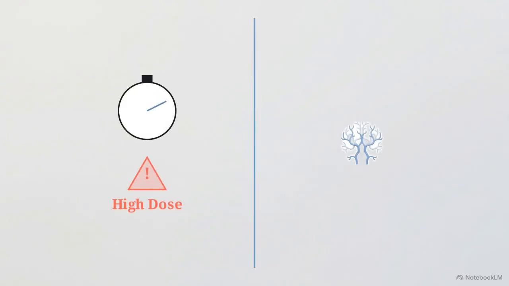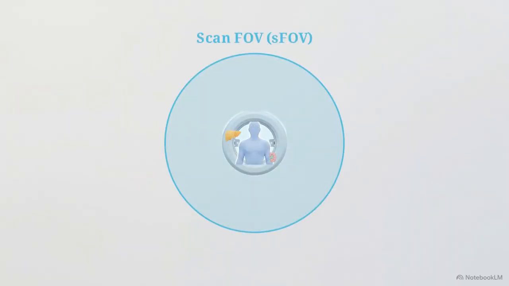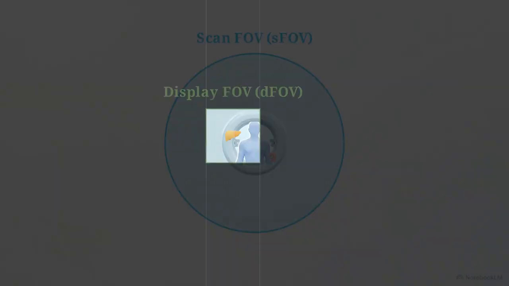Once we capture that scan data, we dictate how it is rendered using 2 fields of view. The scan field of view is the entire physical area the scanner collects data from, but the display field of view is the smaller, targeted area the software actually renders onto the monitor.